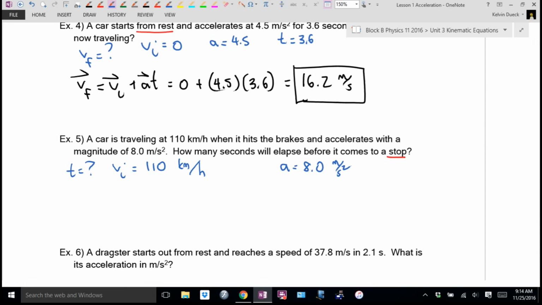This is not enough. What else do I know? Oh, what's V final? Oh, stopped. Okay. What do they want the time answer in? Then let's convert this VI. How do I do that? It has something to do with the 3.6. Do I times by 3.6 or divide by 3.6? Divide by 3.6.